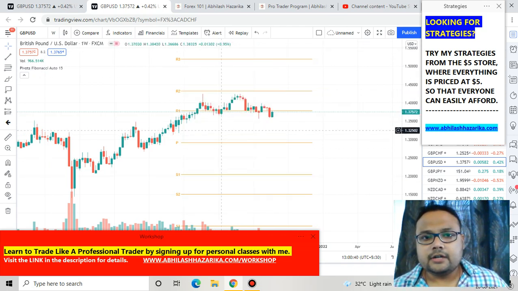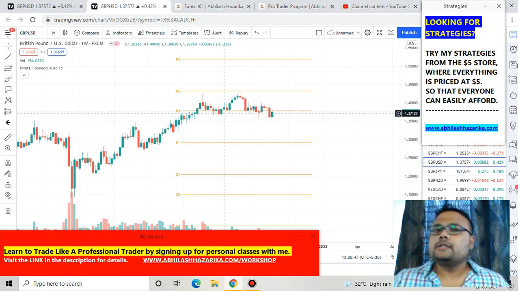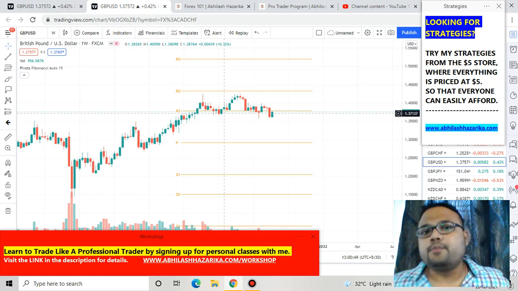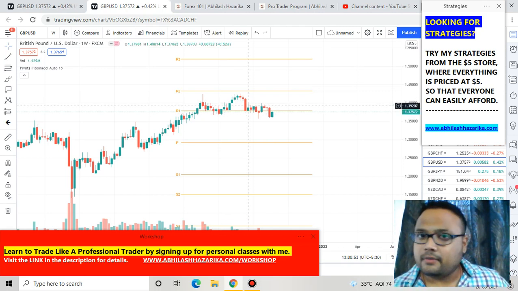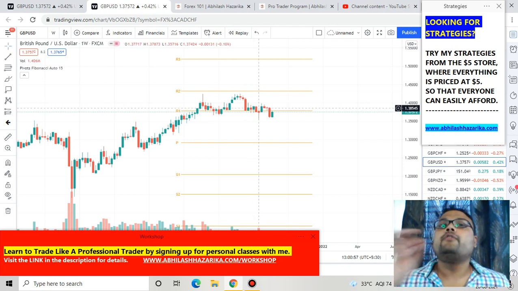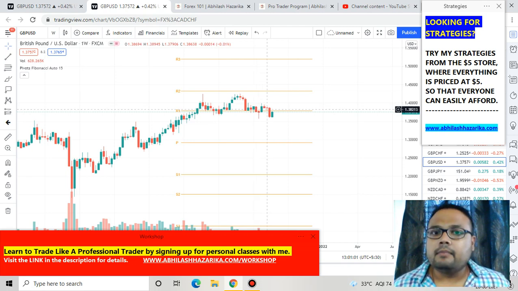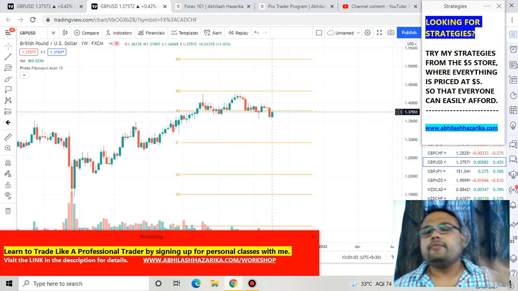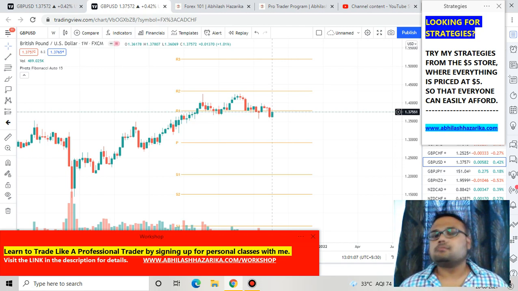This is the weekly chart of GBP USD, and you can see that previously this line was a very strong support for the market. Whenever the market faced selling pressure from above, this price level was always present as a valid support for the market. But last week the market faced heavy selling pressure and ultimately the support was broken.